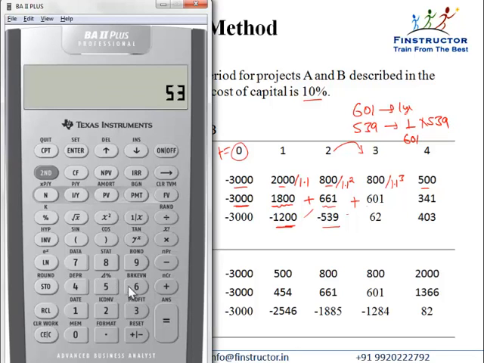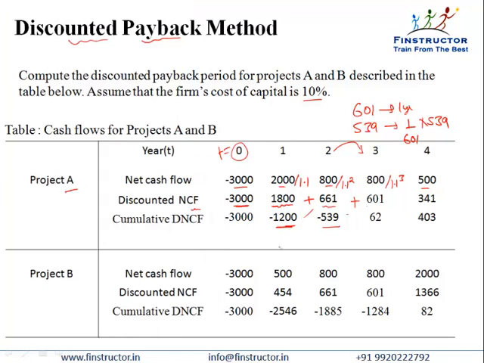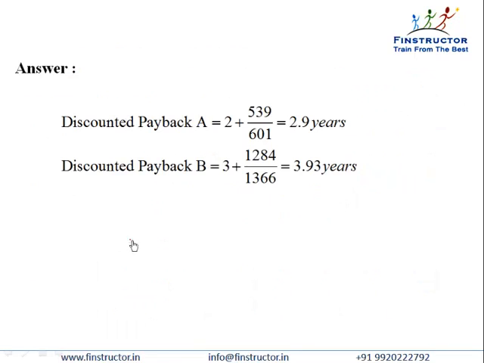So 539 divided by 601. It's about 0.9 years. So I can say that in approximately 2.9 years is the discounted payback period for the project. Again, please do the calculation for project B and verify the answers. So for project A, it comes out to be 2.9 years, and for project B, it comes out to be 3.93 years, as you can calculate.